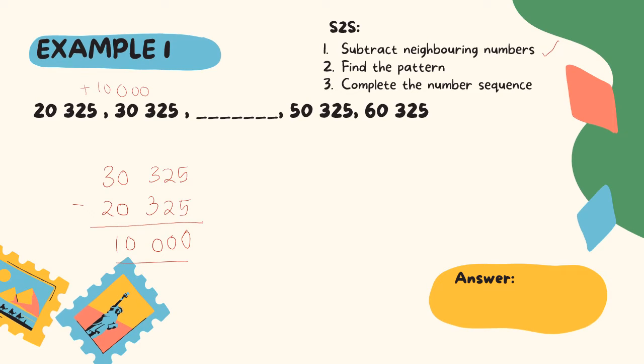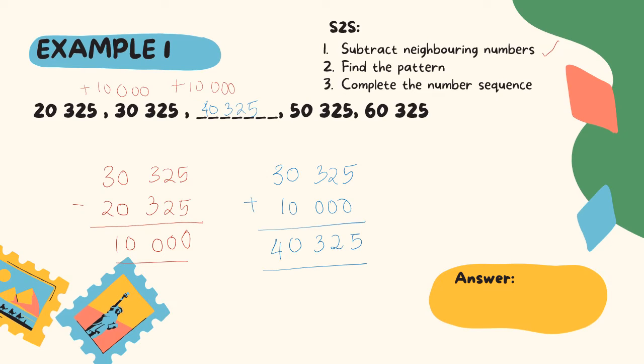So we might just add another 10,000 here to get the answer. So say if we add another 10,000, that's going to be 30,325 plus 10,000. So we have 5 plus 0, 5, 2 plus 0, 2, 3 plus 0 is 3, 0 plus 0 is 0, 3 plus 1 is 4. So we have 40,325.